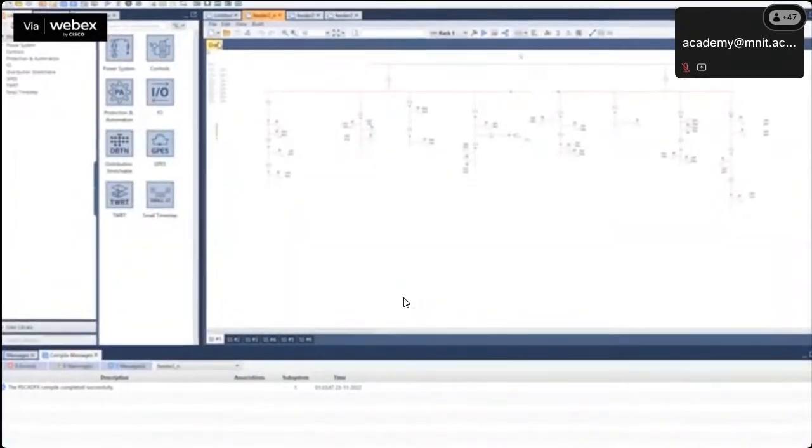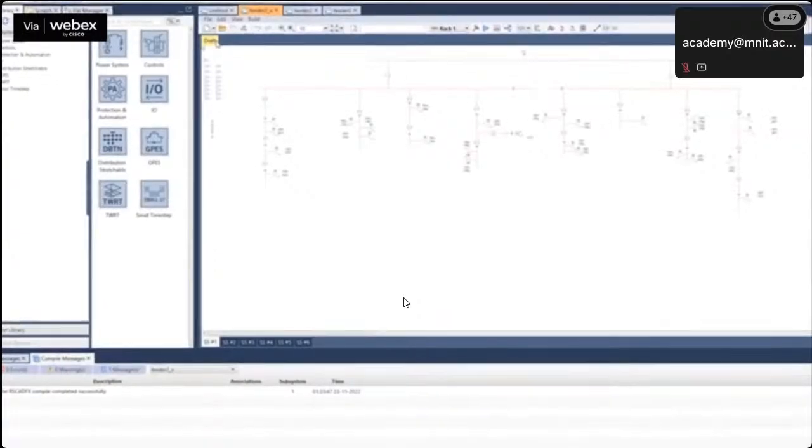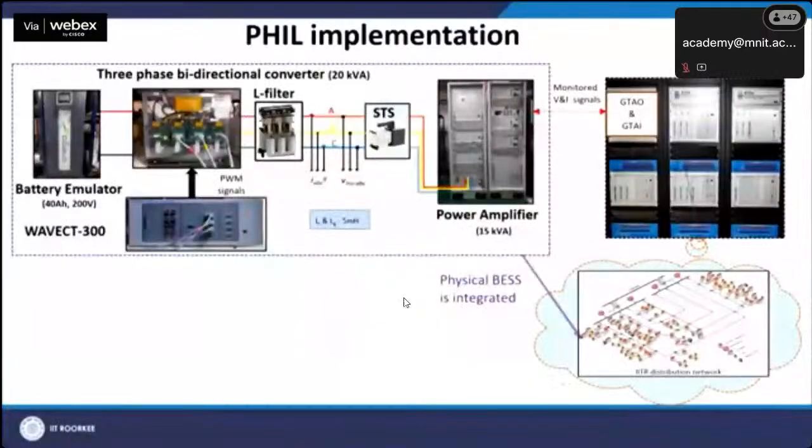Here the simulation software package known as RSCAD, which supports the RTDS, is used in the process of configuring the IIT Roorkee distribution system, which is subsequently executed on hardware that is designed for parallel processing. The GTAO and GTAI cards are used to transfer and collect signals between the power amplifier and the RTDS.